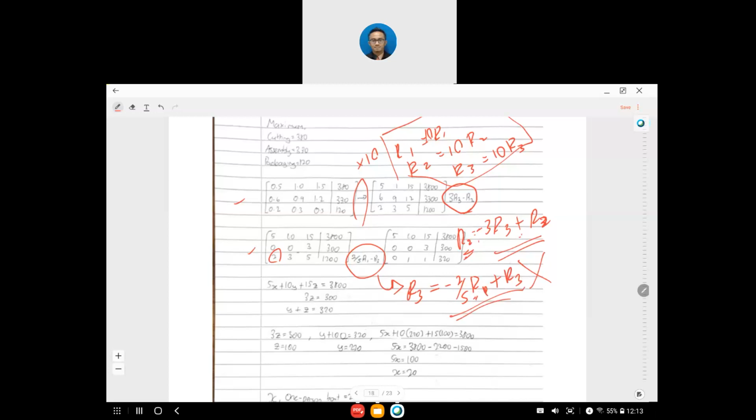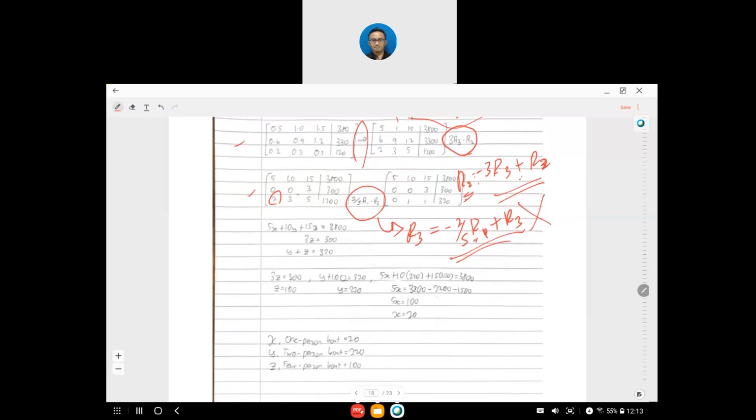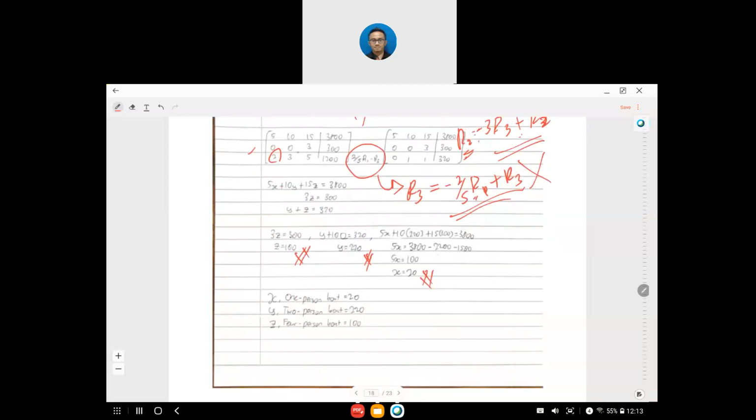Boleh faham? Okay. And then, last one, you can get Z equal to 100, Y equal to 200, and X equal to 20. Okay. Even though your answer is correct, kalau jalan kerja awak salah, separuh daripada markah awak akan hilang. Boleh faham? Faham ke tidak? Okay, bagus.